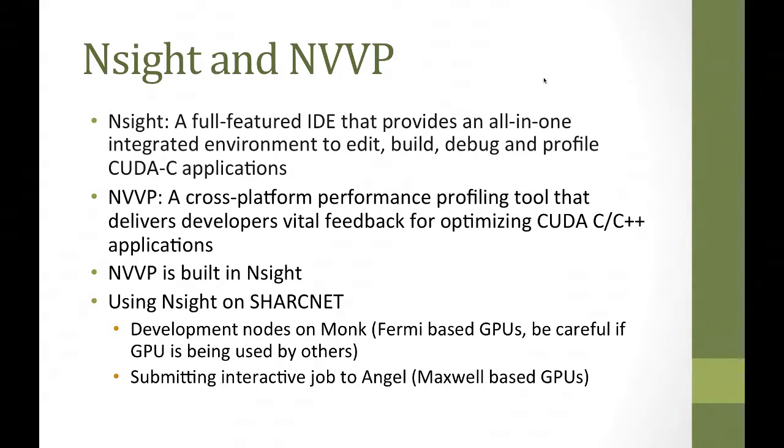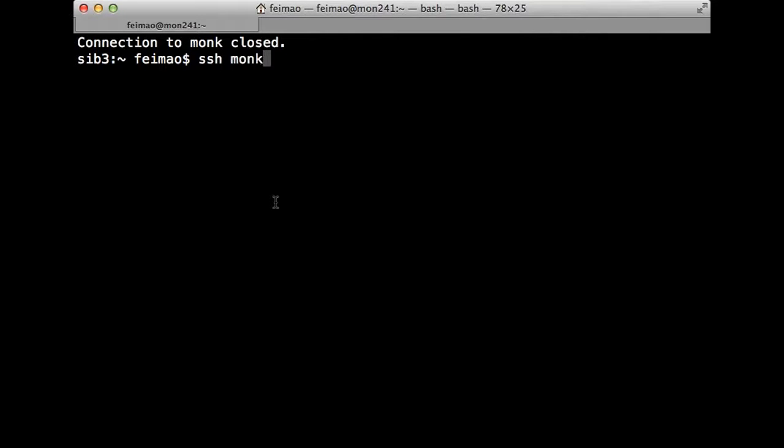Okay, let me switch to the terminal and show you how to use Nsight on SHARCNet. You can just choose Monk as an example to see how to do that. But before you SSH to Monk, remember to put a -Y flag before you SSH. That will enable X11 forwarding. If you are using MobaXterm or other tools on Windows, please check the configuration to make sure X11 window forwarding has been enabled.